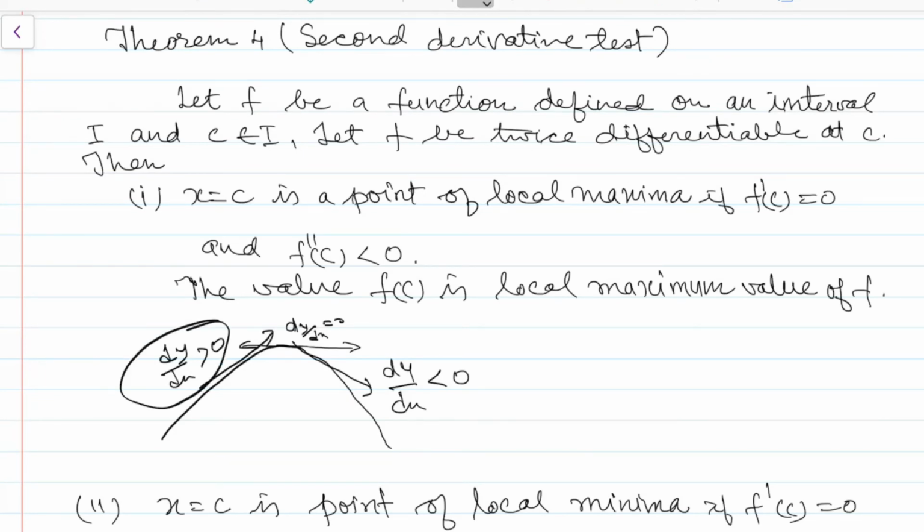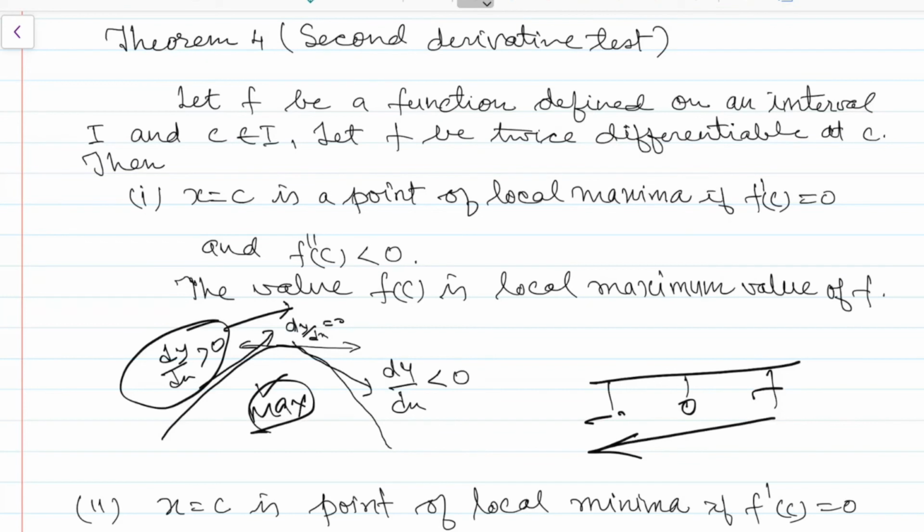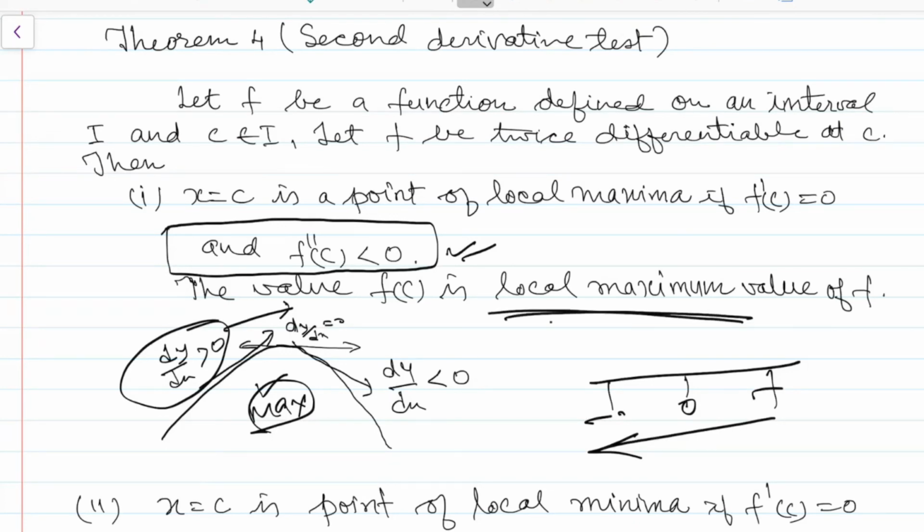It means that the value of the first derivative is decreasing. Previously it was positive, then it becomes 0, then it becomes negative. It means that the value of the first derivative is decreasing at the point of maxima. That is why the second derivative is negative at the maxima point. So if the first derivative vanishes and at that point the value of second derivative is negative, it means that the point is local maxima.